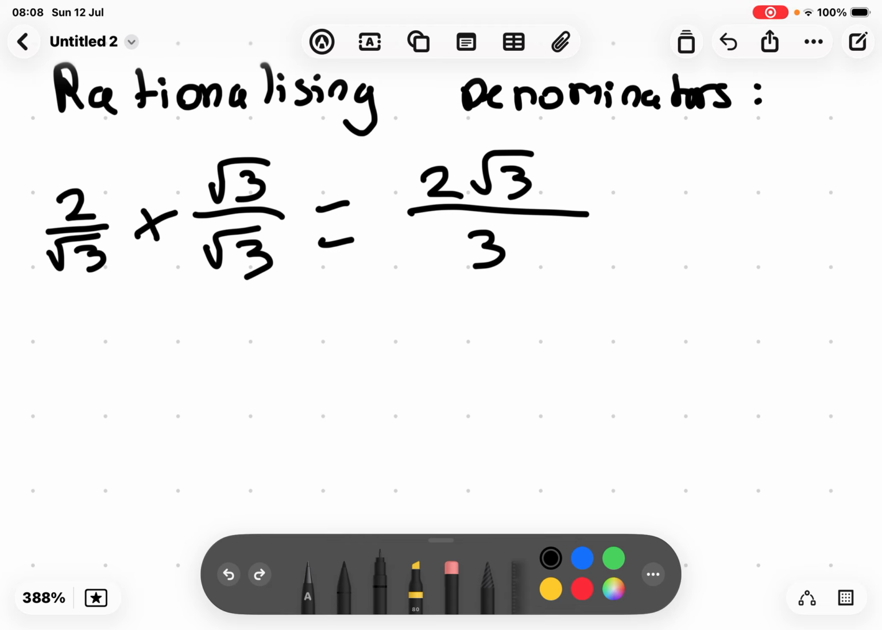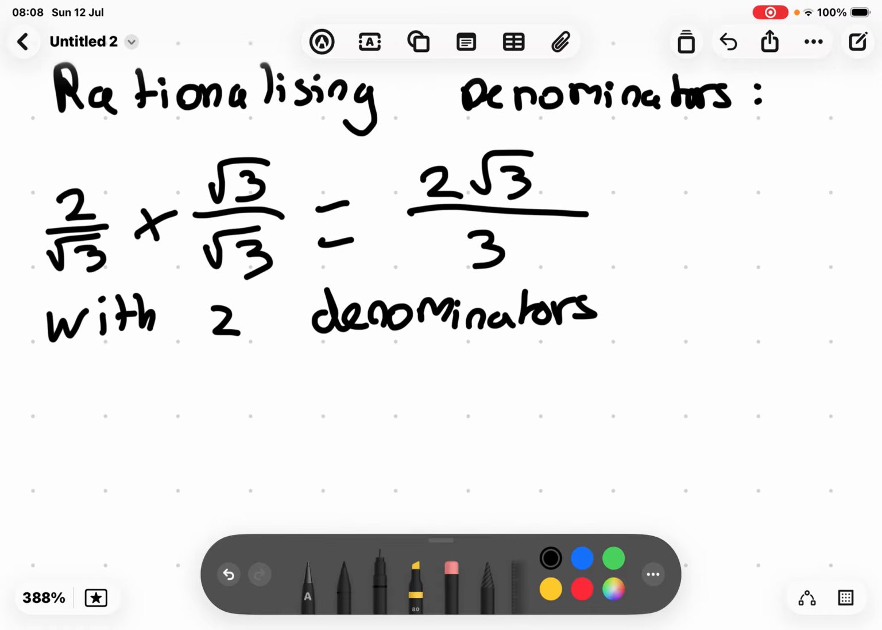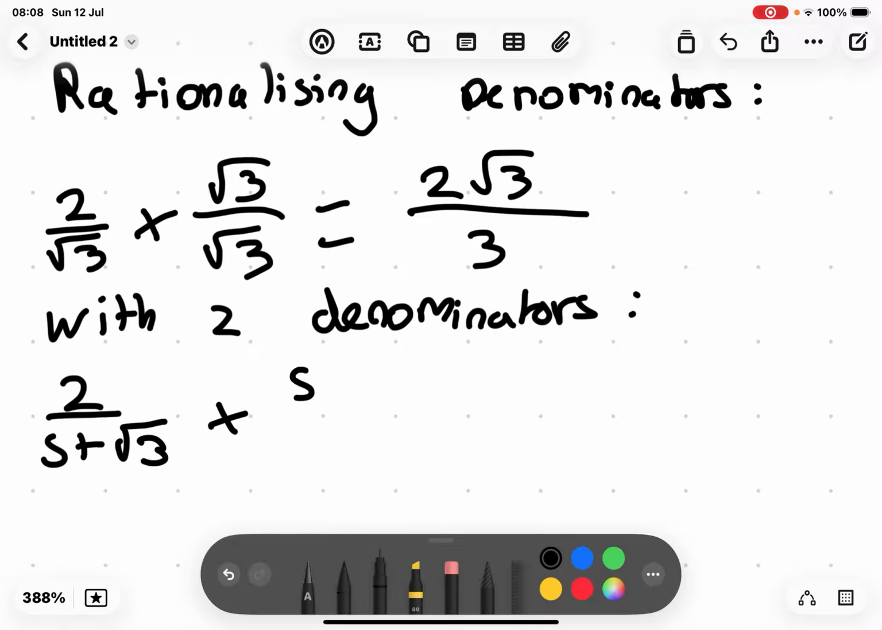Now, with two terms in the denominator. Let's say we have this now. What we do now is we multiply by the opposite sign, right?